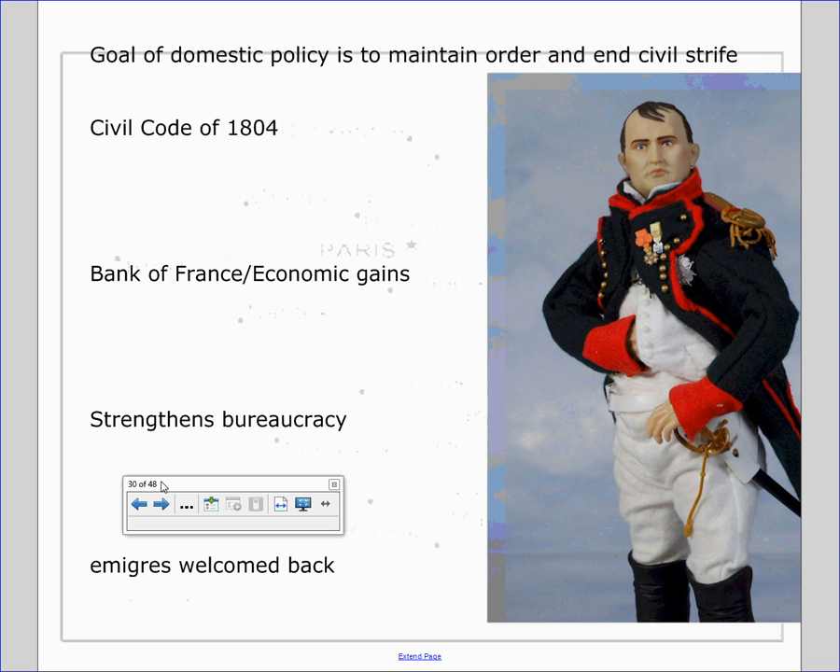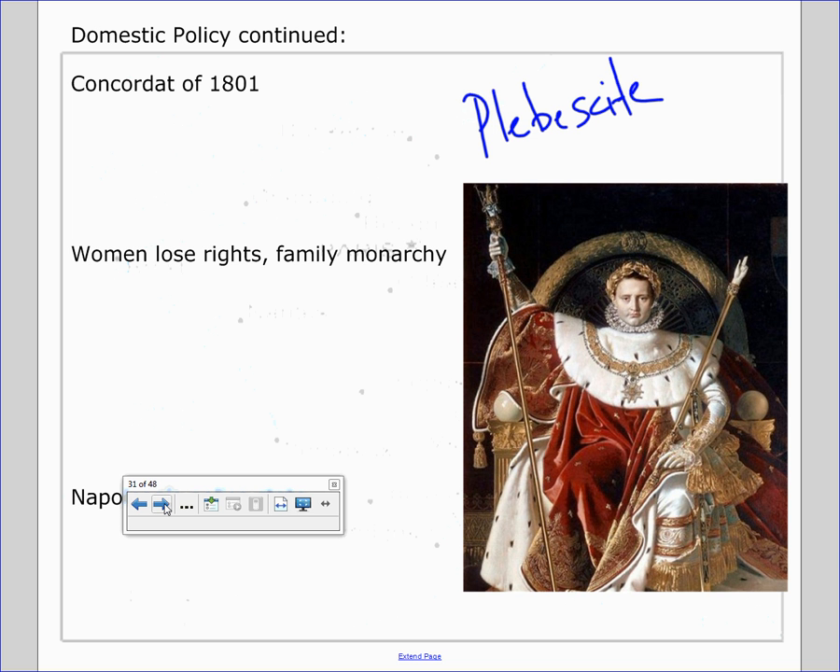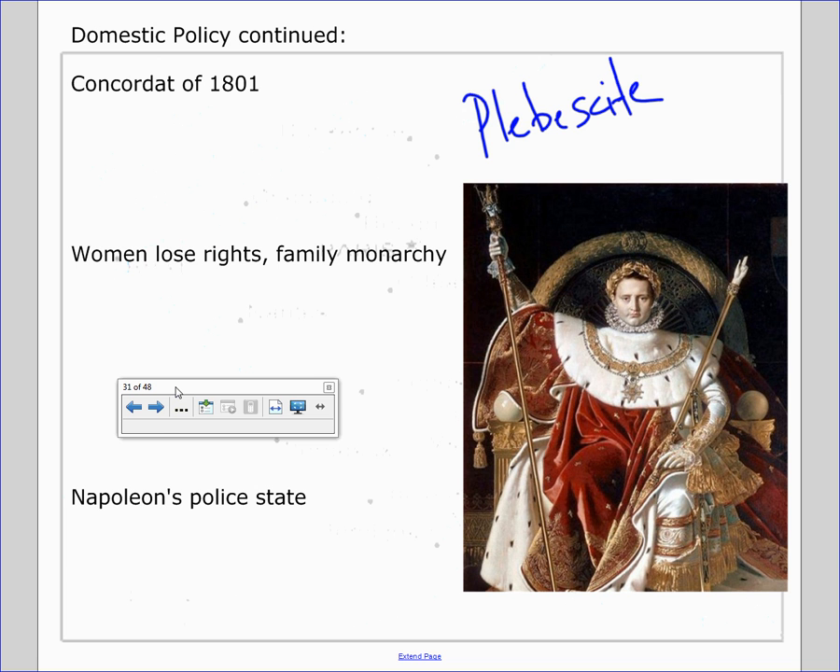Here's that freaky wax statue again. The big Napoleon things are at the top here. The Civil Code of 1804 is the law code that spreads throughout Europe. That's big. The Concordat of 1801 was a deal with the Pope. That's big. Right there on the top of the screen over here.